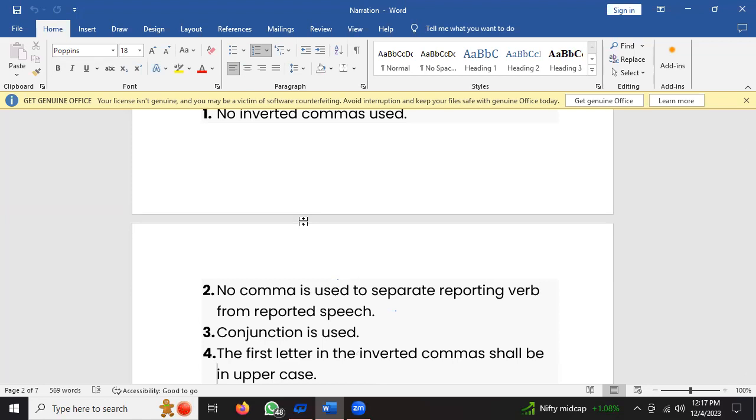Third rule, with which we can identify the indirect speech, is that we use a conjunction in it. The usual word of conjunction which is used in indirect speech is "that." Remember this point. We use "that."